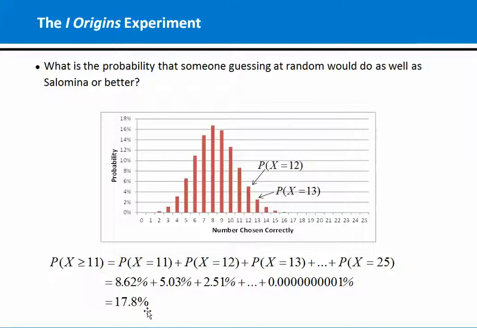So it's actually not so unusual for somebody just guessing at random to do as well as Salamina or better. Nevertheless, it does seem that Salamina did at least above average compared to a random guesser. So in the next video, we need to introduce the concept of average or expected value when we're dealing with a probability distribution.